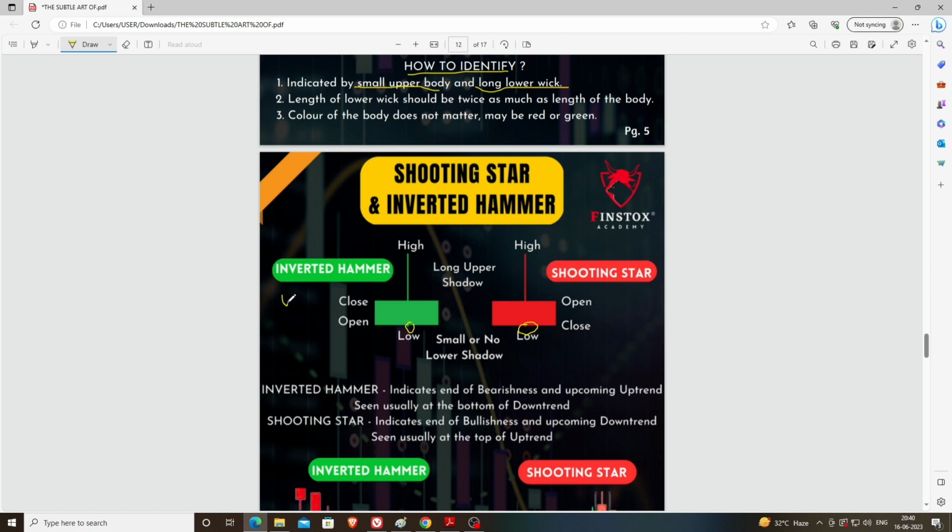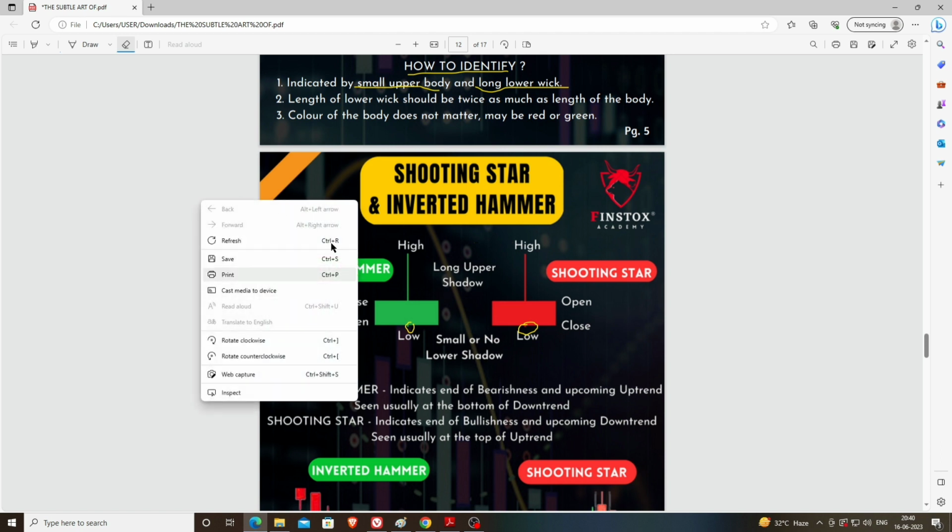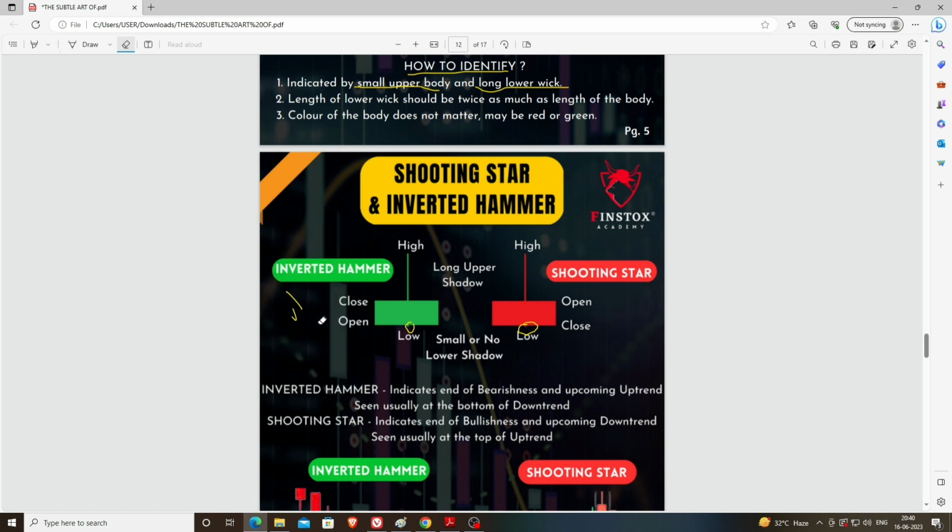If it is formed in the downtrend here like this, sorry, my cursor is a bit problematic, just wait a while. If it is formed in the downtrend here, then the market can go uptrend. And the shooting star will be formed in the uptrend, from where the market can go down.